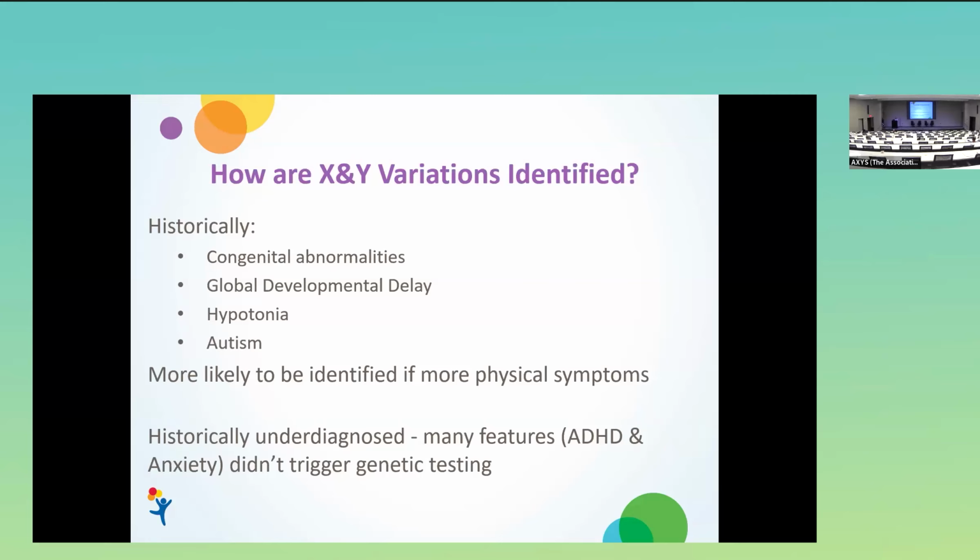However, historically, these conditions have been underdiagnosed. And many of the features that we can see in these conditions, such as ADHD and anxiety, like was presented before by Sierra and Caitlin, don't actually serve as indications to order genetic testing. So even in the children that are undiagnosed, it doesn't mean that they don't present with symptoms. It just means they don't come to medical attention to do genetic testing.